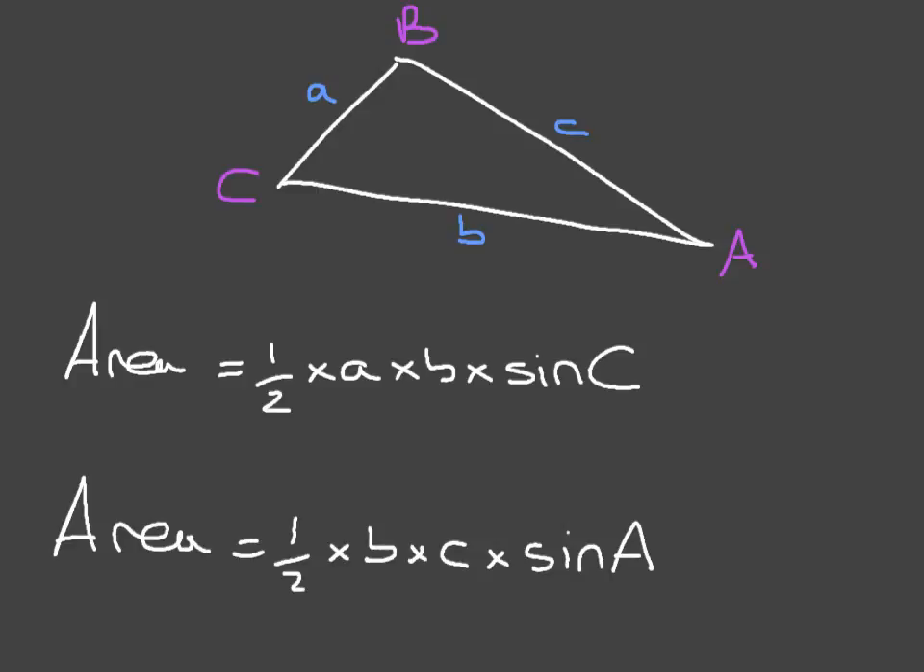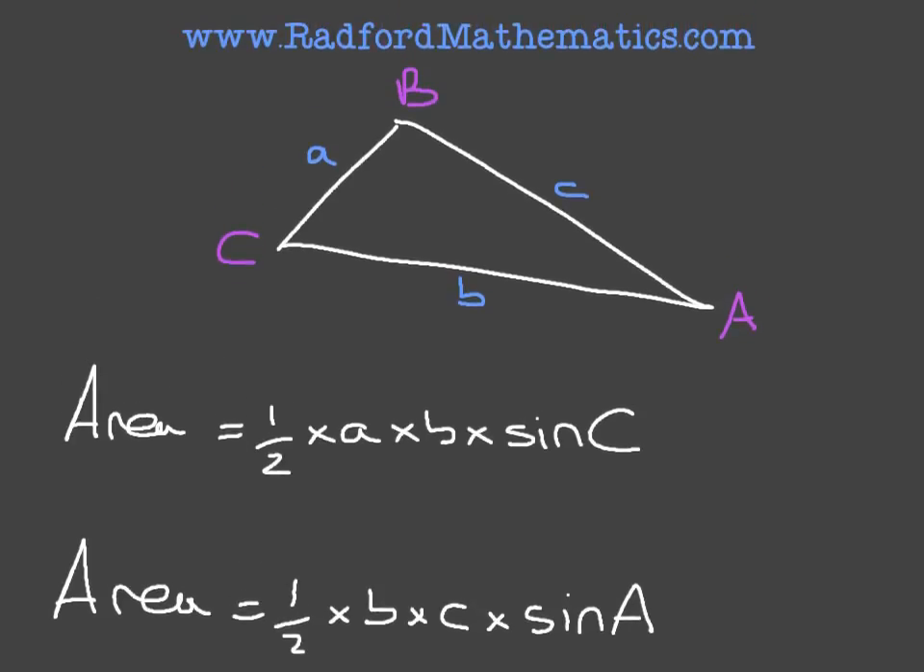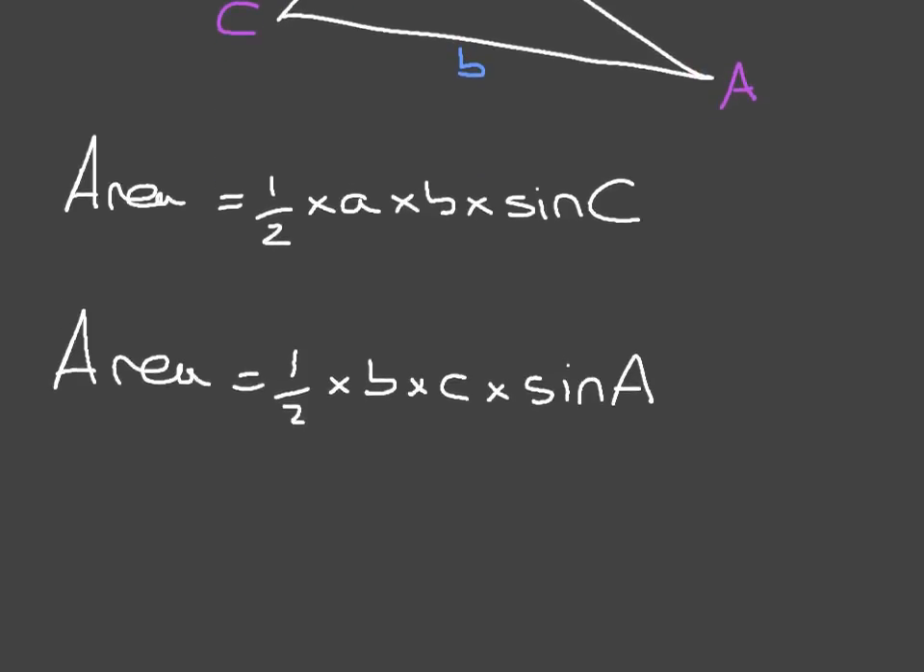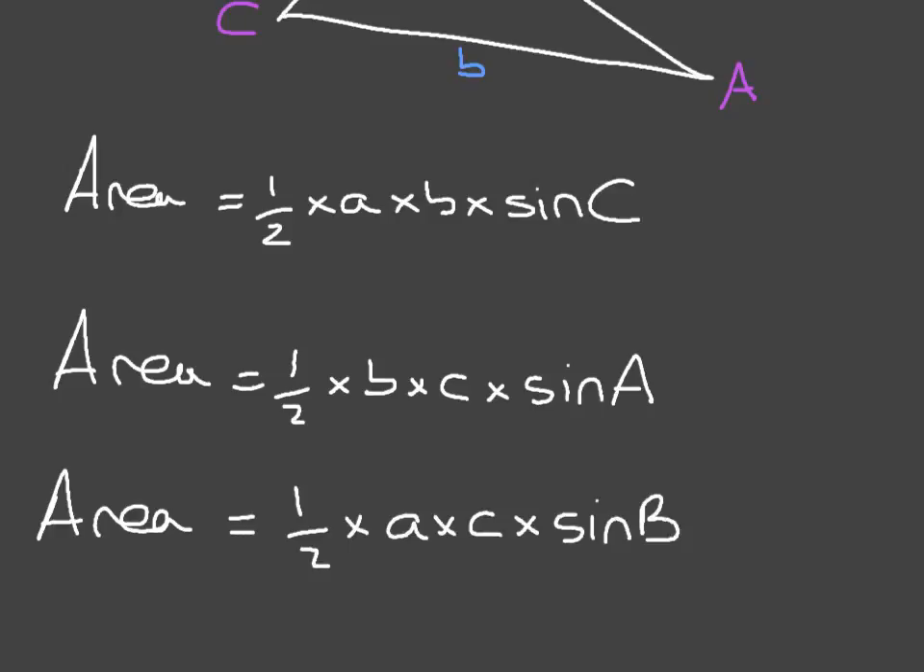And of course, we could go one step further and find another formula. If I look at the side lengths A and C, then the angle in between them is the angle capital B. And so we can calculate its area by calculating 1/2 of A times C times the angle in between them, which is the angle B. In other words, we can also write this area as area is equal to 1/2 times A times C times sine of the angle B.